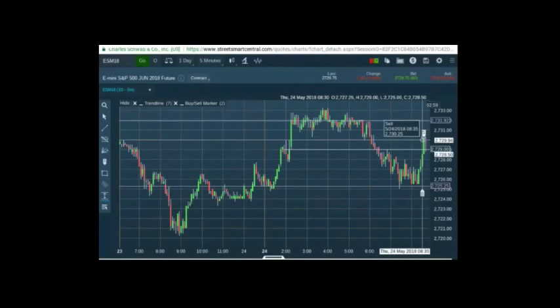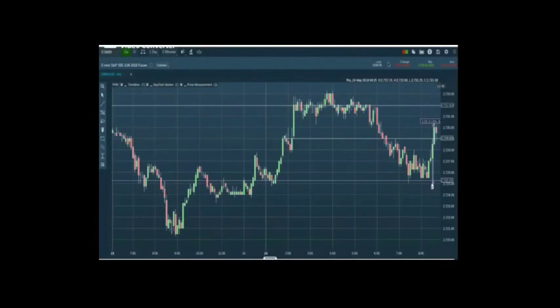Just kind of measure this. 5 points, 5.25. So on 10 contracts, it's $2,500. So I mean, 5 points trading small shows you that this market is volatile.